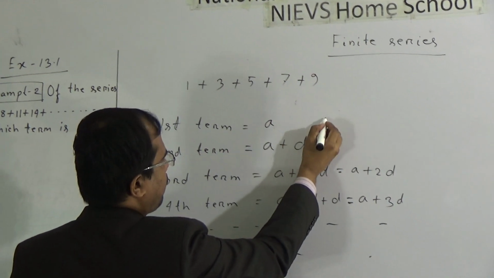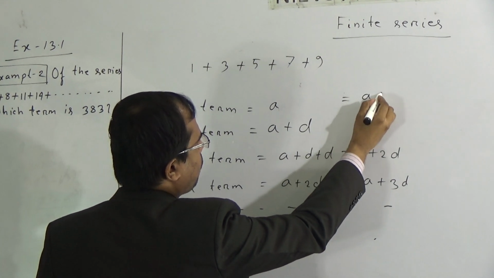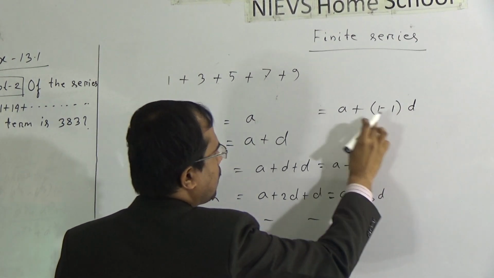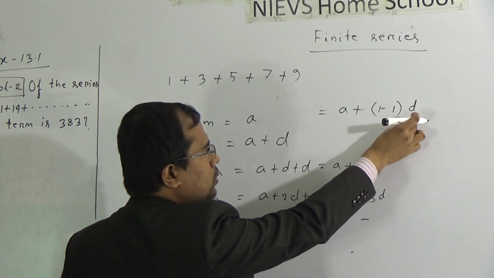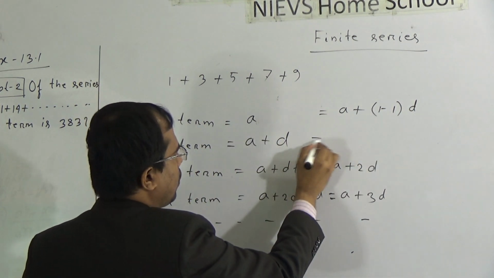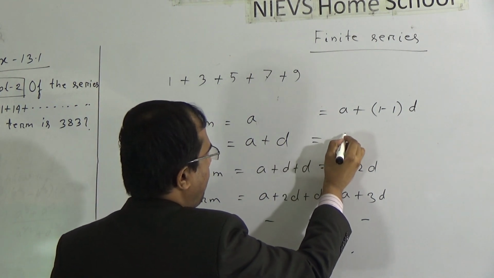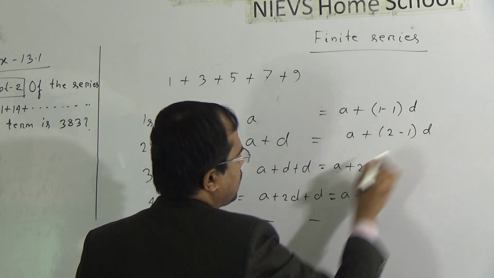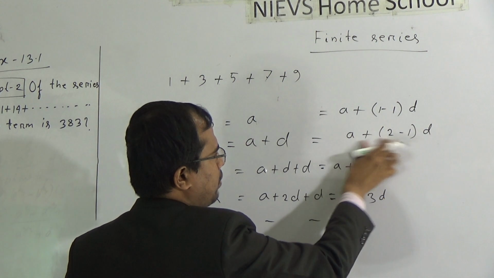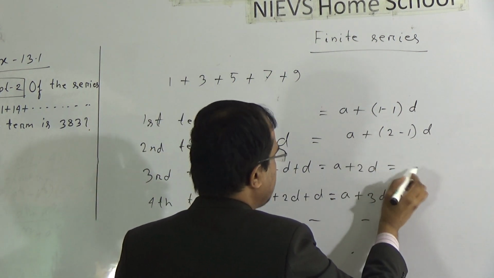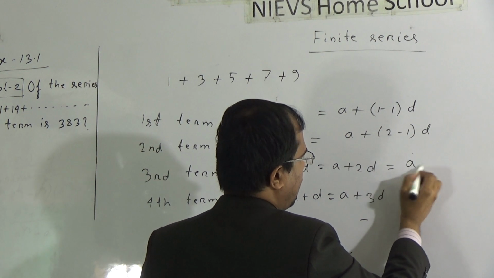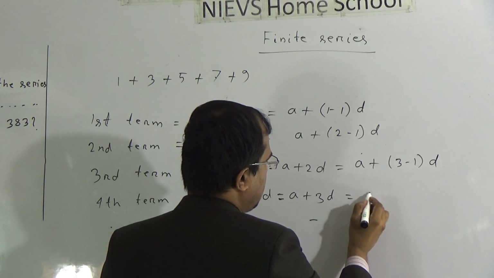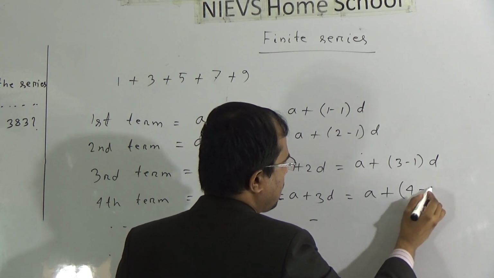Dear students, instead of a, here we can write a plus 1 minus 1 into d. 1 minus 1 equals 0, 0 into d equals 0, that means a equals a. Now, instead of a plus d, we can write a plus 2 minus 1 into d. 2 minus 1 equals 1, 1 into d equals d, that means a plus d. And instead of this expression, we can write a plus 3 minus 1 into d. Instead of this expression, we can write a plus 4 minus 1 into d.